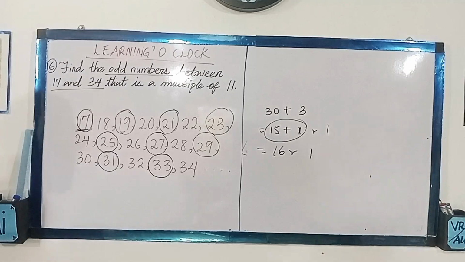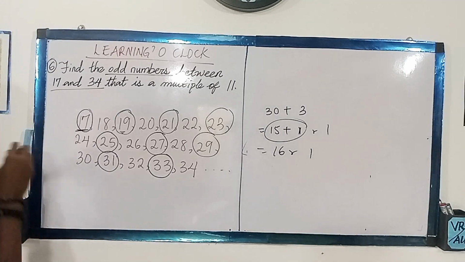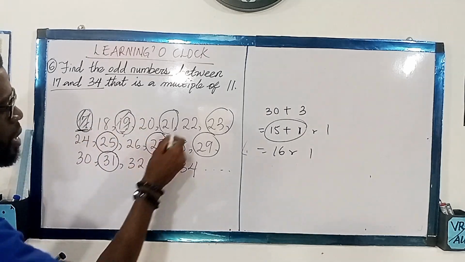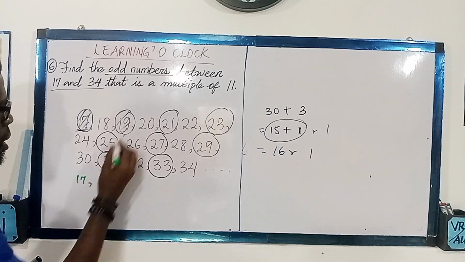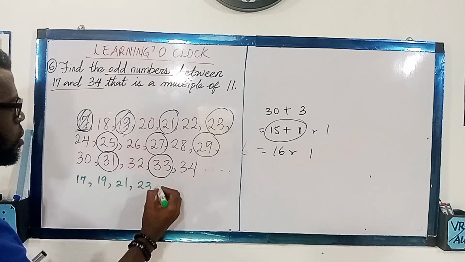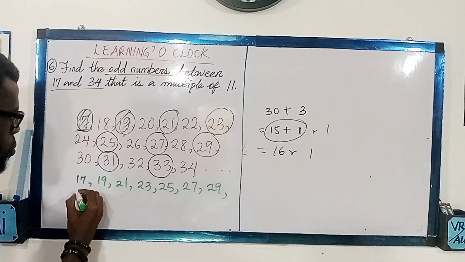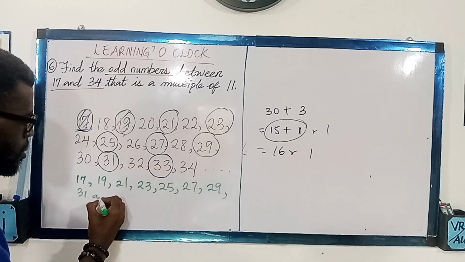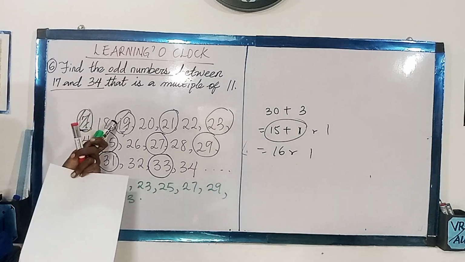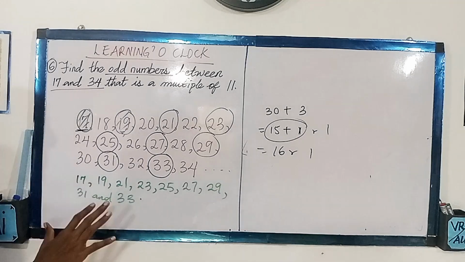So how many odd numbers do we have here? If you look at it carefully, we have 17, 19. Let's list them out: 17, 19, 21, 23, 25, 27, 29, 31, and 33. So these are the odd numbers between 17 and 34.